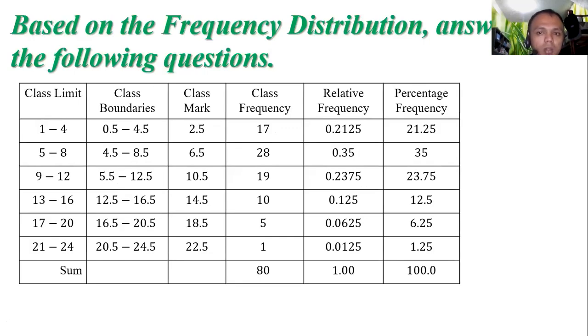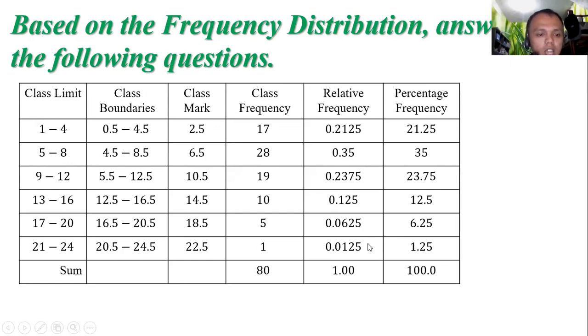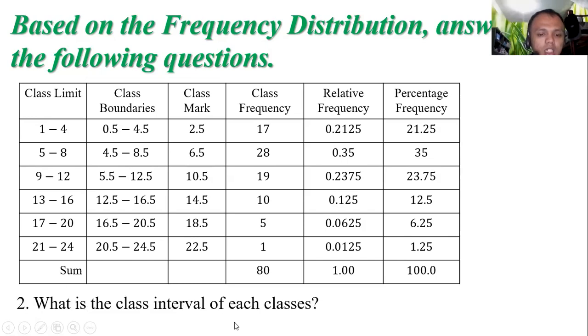Okay? Now, based on the frequency distribution, answer the following questions. How many classes are there? 1, 2, 3, 4, 5, 6. We have 6. Next, what is the class interval of the classes? What was their interval earlier? Even just one class will do. 1 to 4 only: 1, 2, 3, 4. So we have 4.